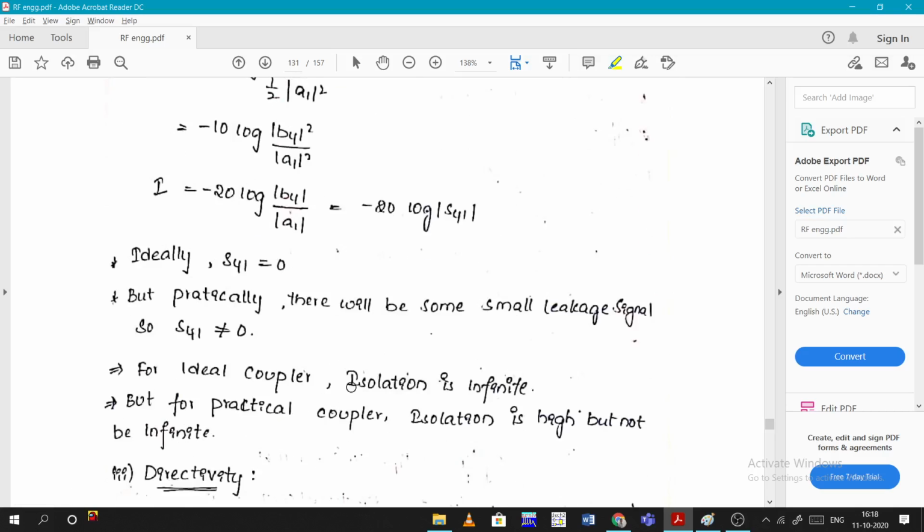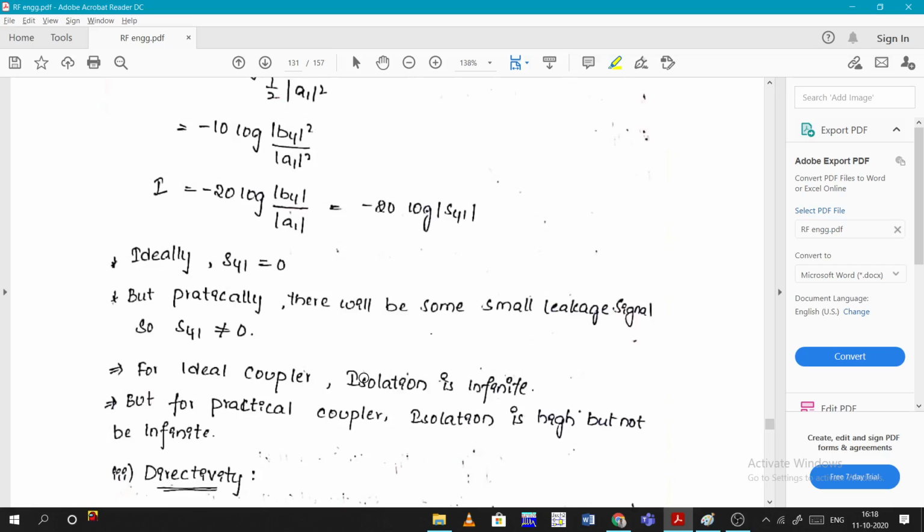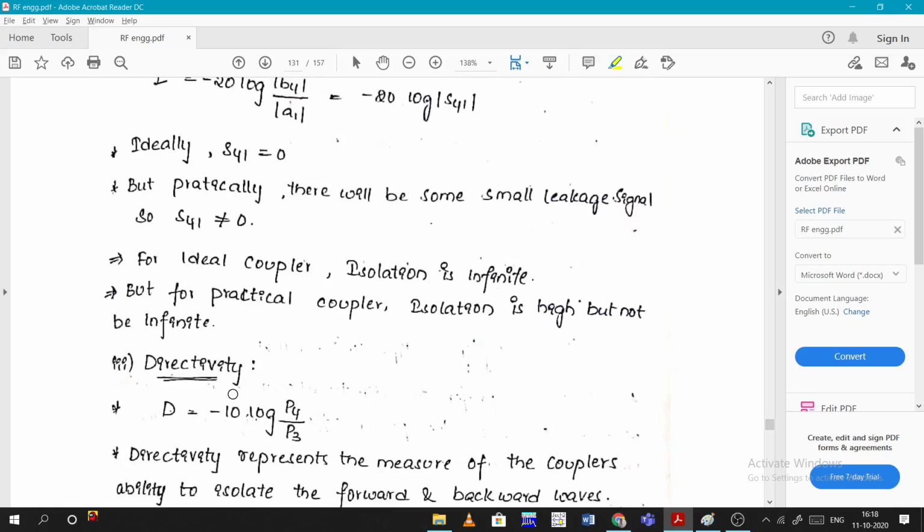For an ideal coupler, isolation is infinite. Why? Because we got S41 as 0. Log 0 is infinite. But for a practical coupler, isolation is high but not infinite. That's it. It will be high but not infinite.